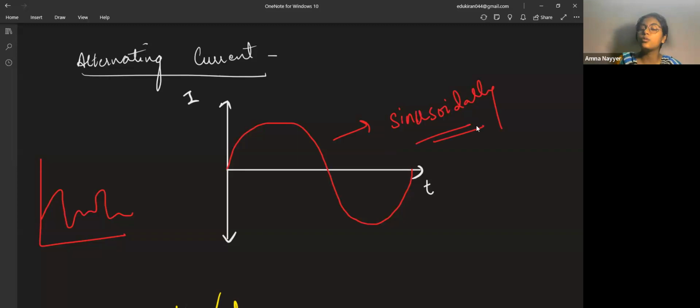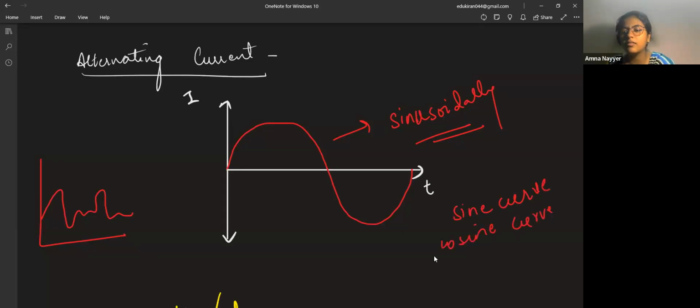Current changes sinusoidally. Sinusoidal means it's a sine curve or a cosine curve. The cosine curve also comes at a very late stage. Sine curve means the sine, cosine, tangent, all the trigonometric values we have. This is not what alternating current is. Alternating current has a specific pattern. It will increase, then decrease, it will increase, then decrease in the form of a sine curve. The cosine curve actually starts from a higher value and then decreases and then increases like this. This is the cosine curve.